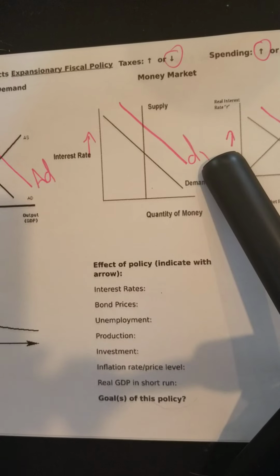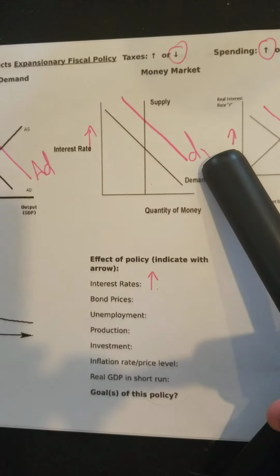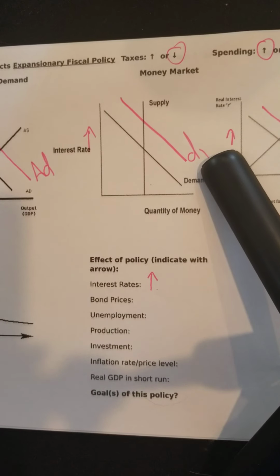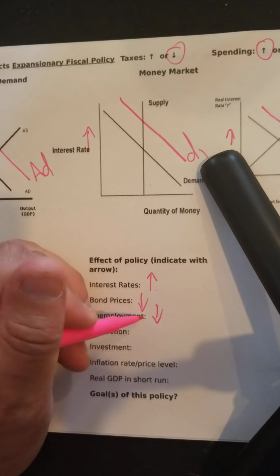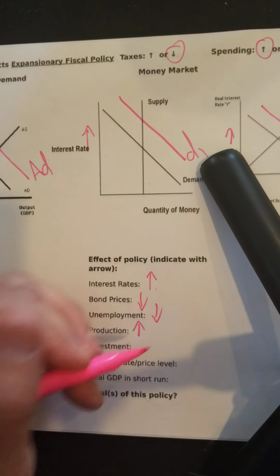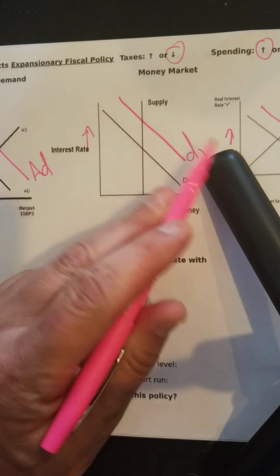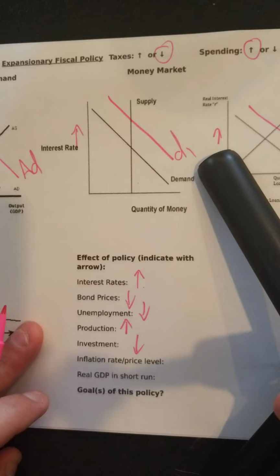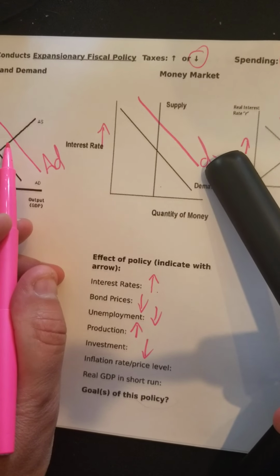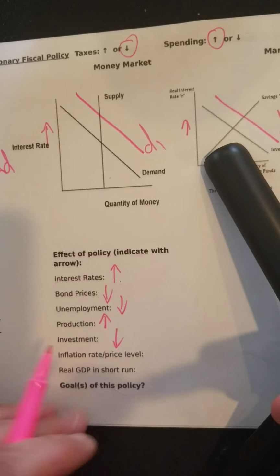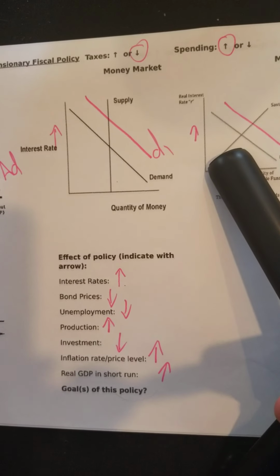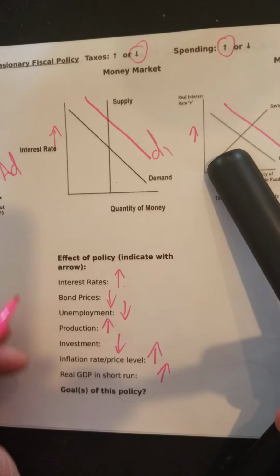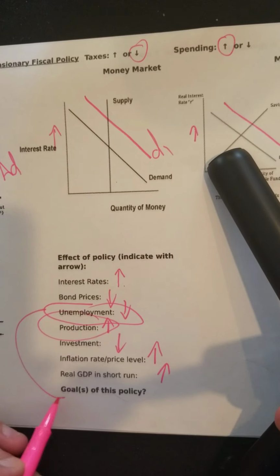Okay, so now we already learned that the negative side effect of expansionary fiscal policy would be the raising of interest rates. That's going to lower bond prices. It's going to decrease unemployment. It's going to increase production. This is a tough one. When interest rates go up, we can say that investment's going to go down, I guess. Unless that spending was investment, but we don't know. We don't have to think about that too much. Okay, price level is going to go up, and real GDP is going to go up in the short run. And the whole goal of this, of course, is to reduce unemployment and increase production.